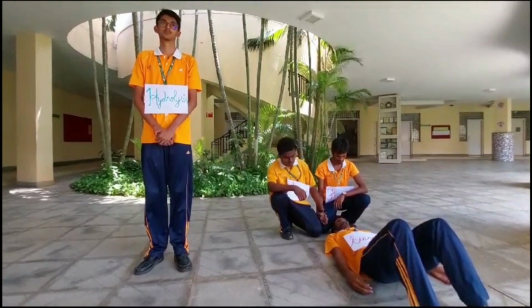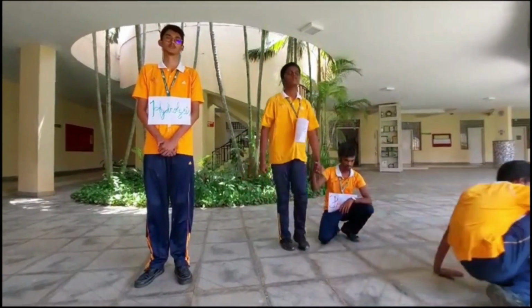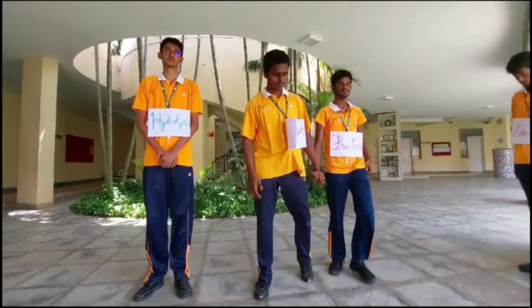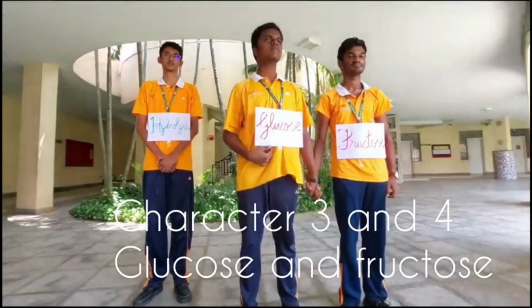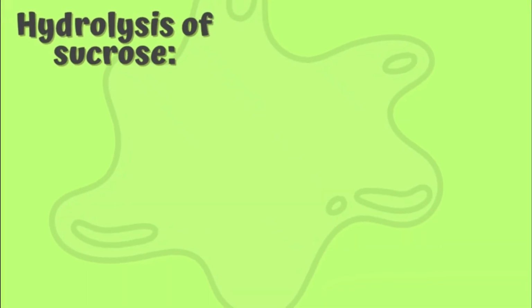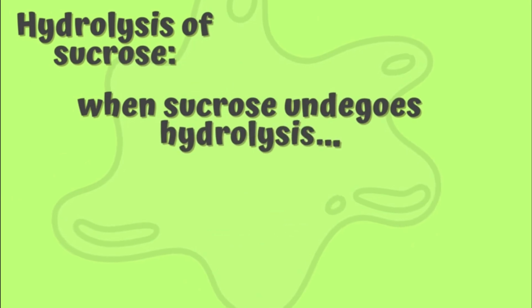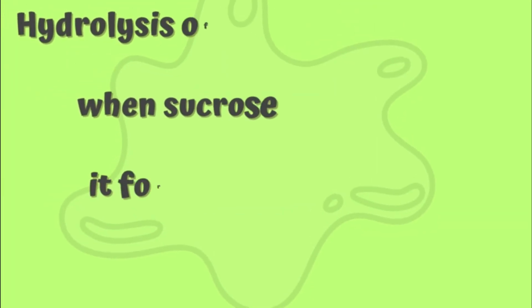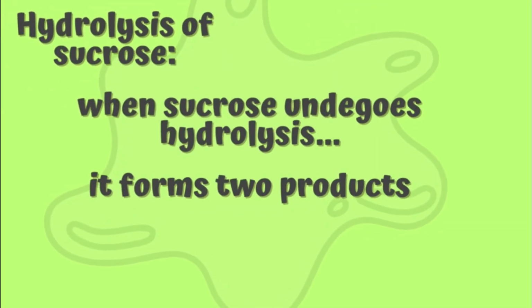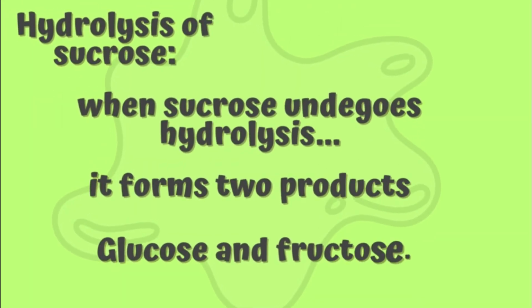After falling down, sucrose forms two products: 1. Glucose, 2. Fructose. Hydrolysis of sucrose. When sucrose undergoes hydrolysis, it forms two products: glucose and fructose.